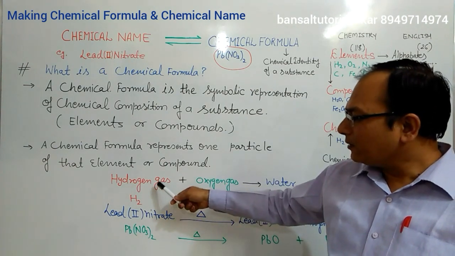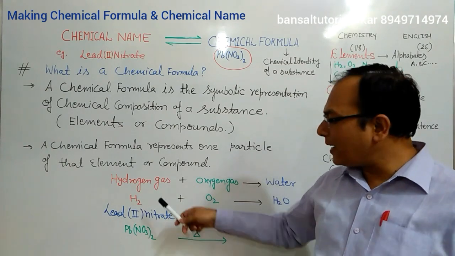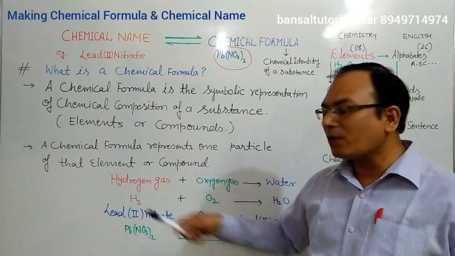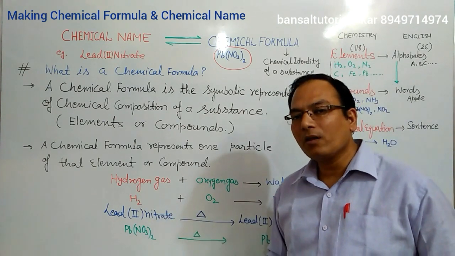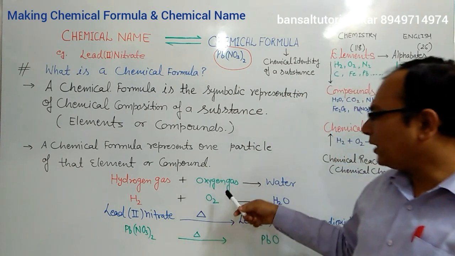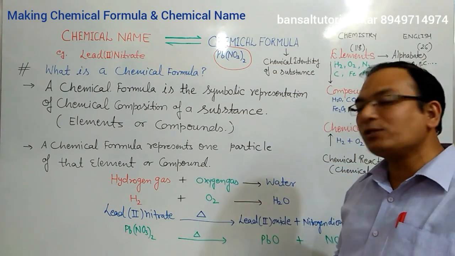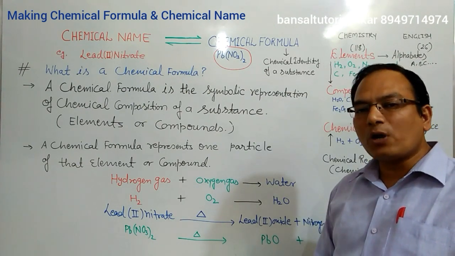Hydrogen gas: the chemical formula of hydrogen gas is H2. It shows that one particle of hydrogen gas is composed of two atoms of hydrogen, which is an element. In the same way, oxygen gas is also an element because the formula of oxygen gas is O2. It shows that its constituent particles are composed of one type of atom.